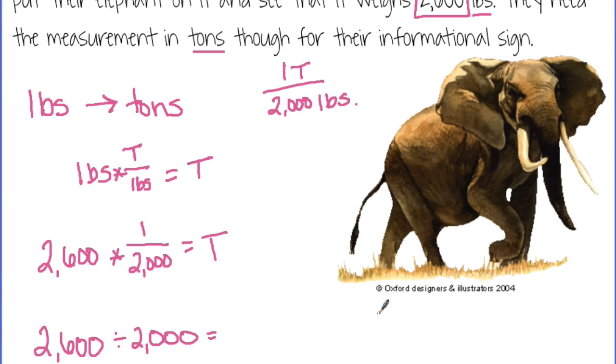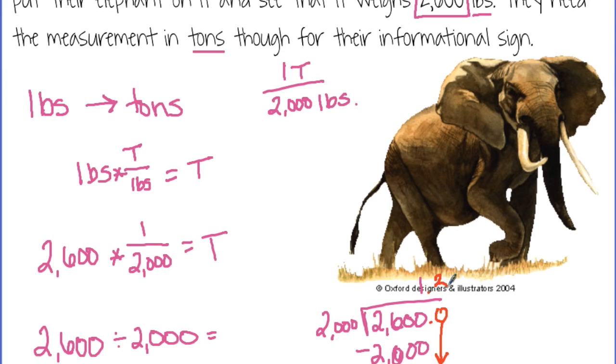So here I have 2,600, and I'm dividing it by 2,000. I know that 2,000 can go into 2,600 once, and I have 600 pounds left over. That doesn't make this 1.600. Remember, I have to add my decimal if I'm using long division. I have to add my decimal up at my answer and bring down a 0. 2,000 goes into 6,000 3 times. 2,000 times 3 is 6,000. And I get 0 left over. So I know that the elephant weighs 1 3/10 of a ton.